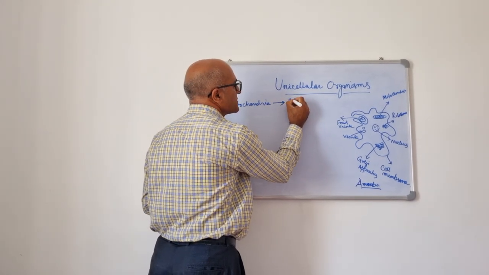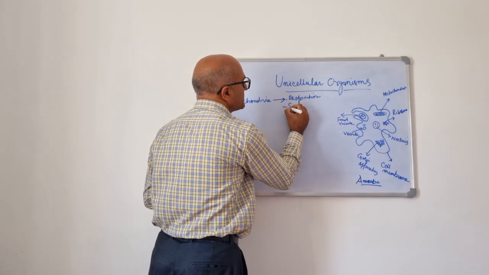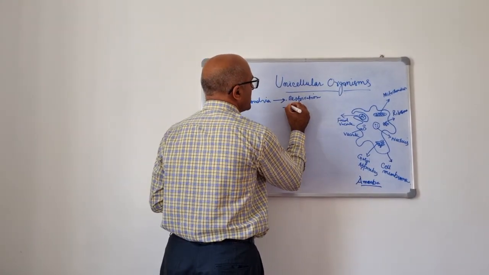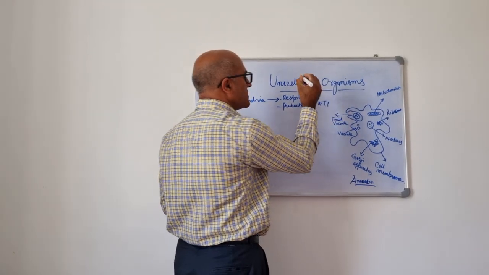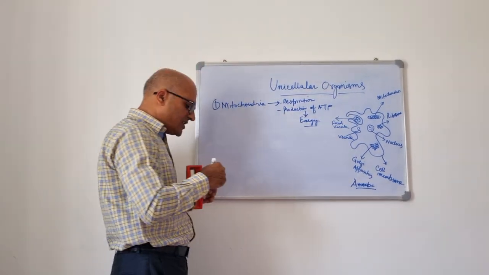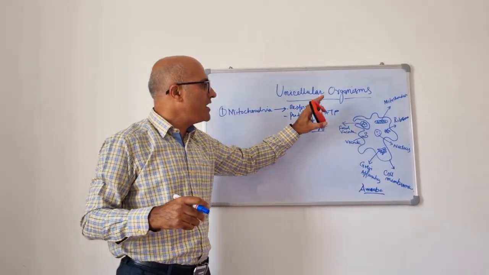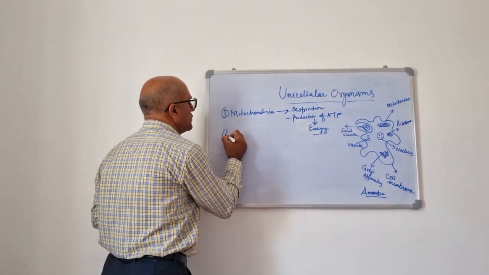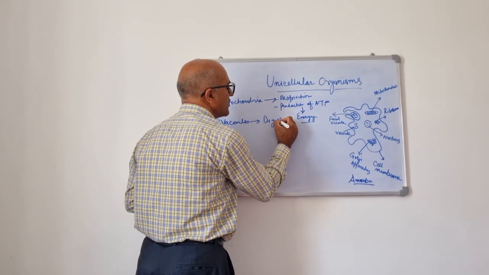Mitochondria helps in respiration and production of ATP. Okay, so what is ATP required for? This is required for energy. That means the energy for performing the life activities in the cell comes from ATP, and this ATP is generated or produced in mitochondria. Number two, vacuoles. Vacuoles help in digestion of food.